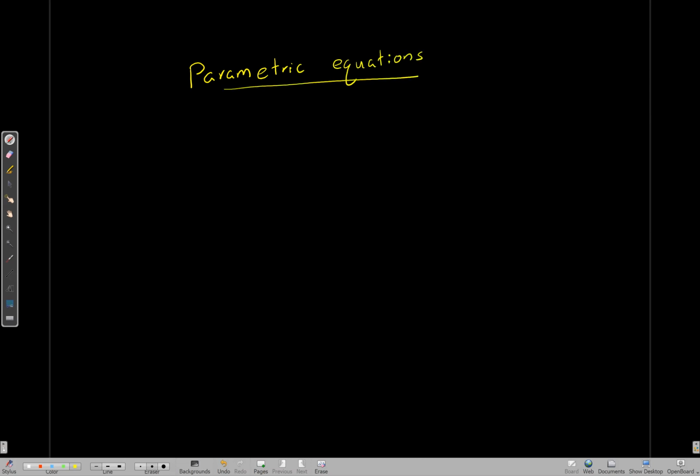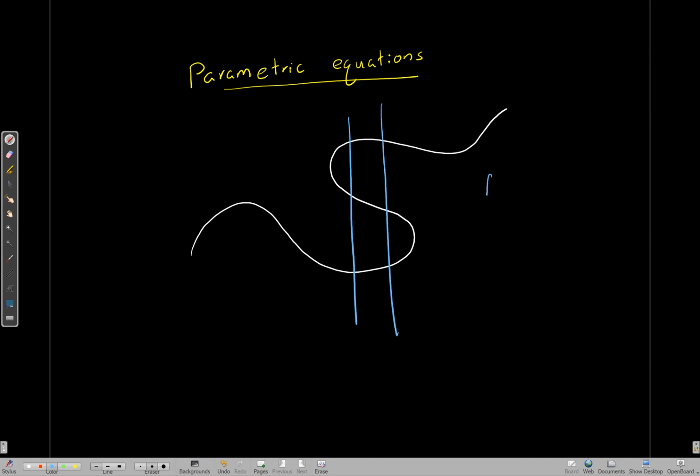Now, let's say you have a curve like this. Now, this graph actually is not a function because if you draw vertical lines, it fails the vertical line test. So there is no way you can write this as y equals f of x. Then what? Now imagine this is the path of a small fly flying on the plane like that. So how can we write mathematics about this?